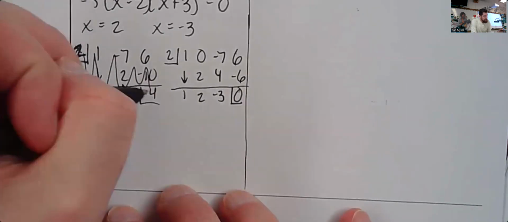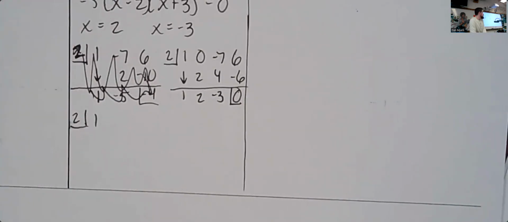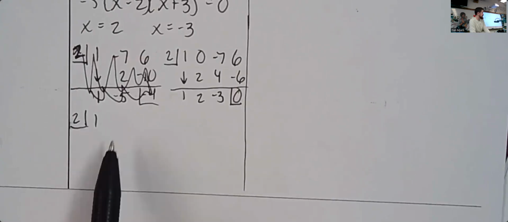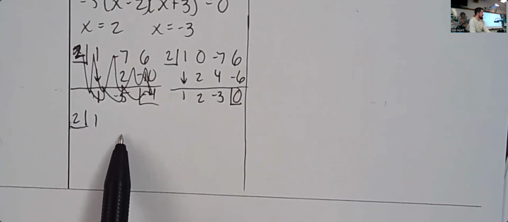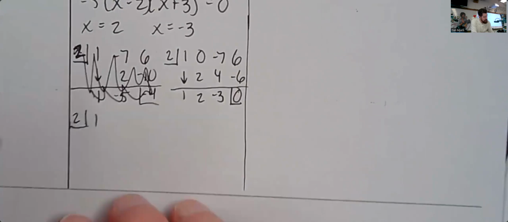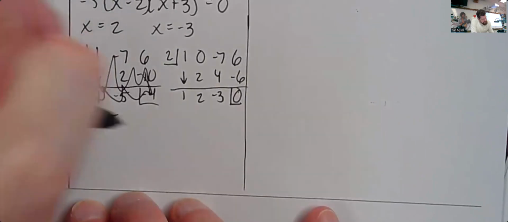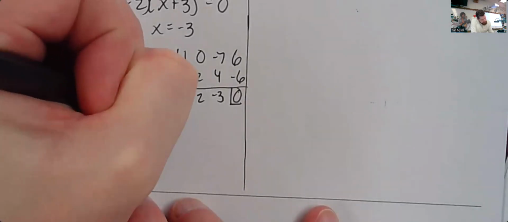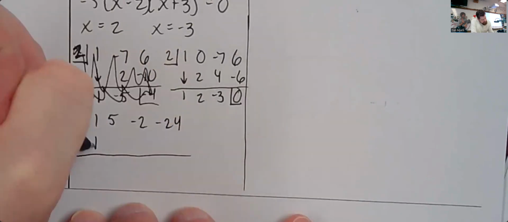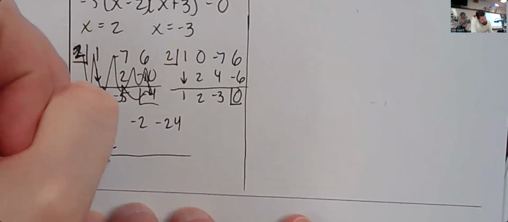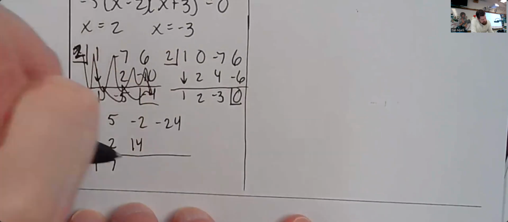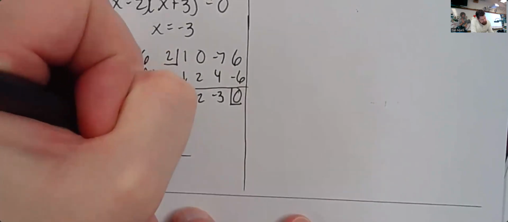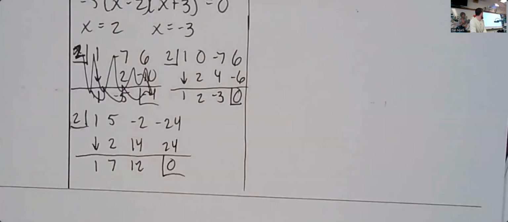So we have an intersection point apparently at 2, 0. Let's find out if this one also gives us a value of 0 when we evaluate using synthetic division. So we're going to have 1, 5, negative 2, negative 24. Okay, bring down the 1. That's 2, 7, 14, 12, 24, 0. All right.